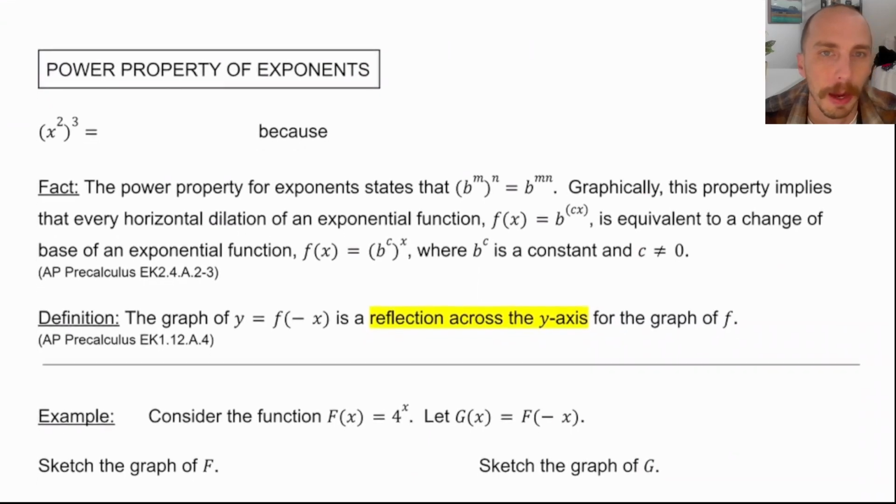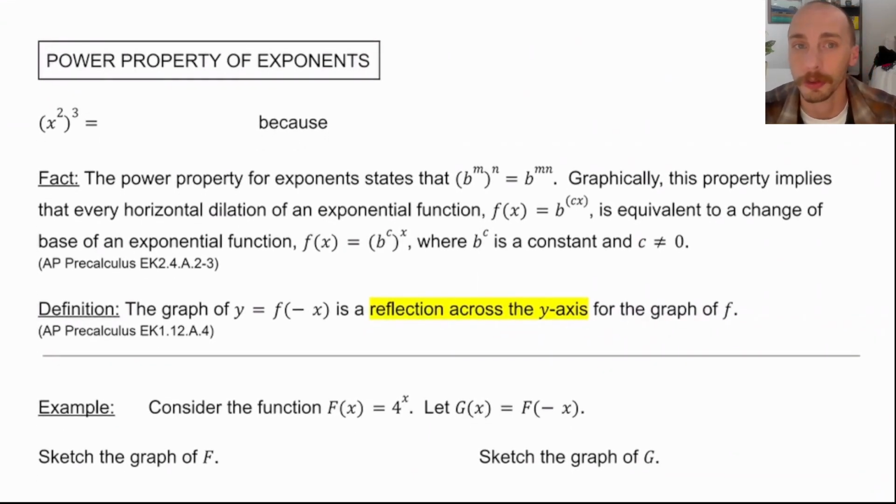Okay. Now with the power property of exponents, we haven't really talked a lot about horizontal dilations in this class besides to say, hey, we're not doing those yet. And we're still not really doing them. The power property for exponents says that, if you're taking power over power, we're going to multiply the exponents. I know y'all are aware of this. We've done this in this class already.